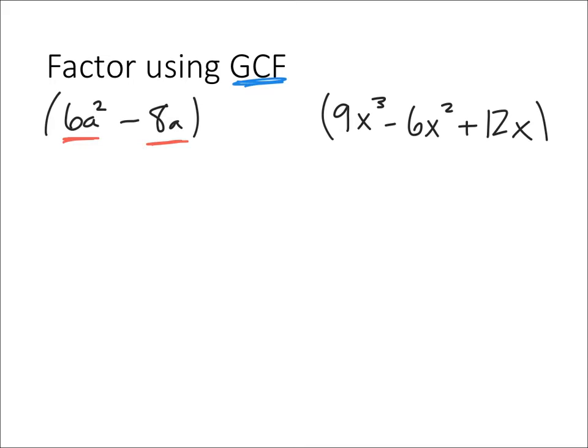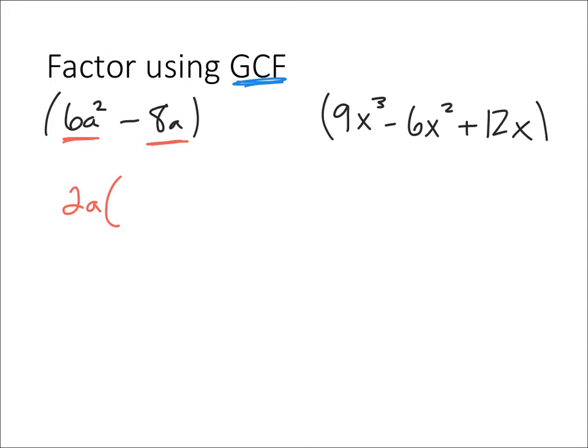So we're going to look at the numbers, and then we're going to look at the variables individually. Between 6 and 8, the greatest common factor is 2. And then they both share at least one a, so my greatest common factor would be 2a. Now remember, when we were factoring using greatest common factor, I would bring out my greatest common factor in the front, and then leave everything else after I divided that away.